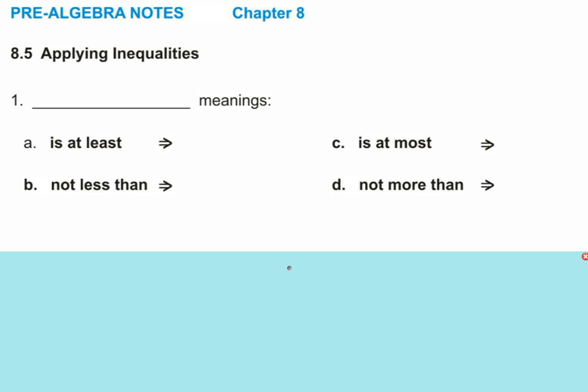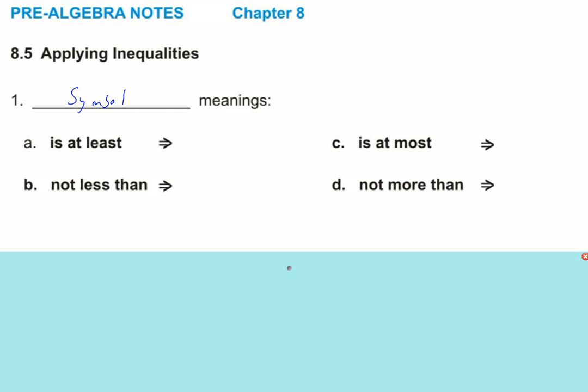Okay, 8.5, applying inequalities. All right, be careful here. Symbol meanings. All right, so we have just a normal symbol meaning. And we talked about it being an arrowhead, and we talked about when the arrowhead points to the right, you get bigger, and so those are greater thans. And when the arrowhead points to the left, you get less, and so that's for the less than.